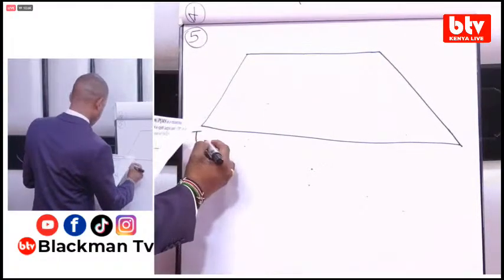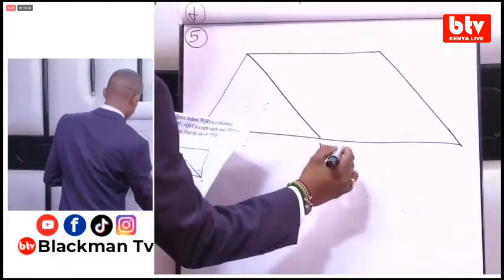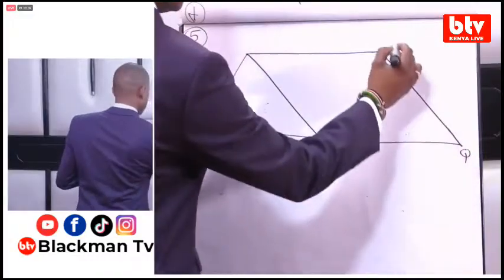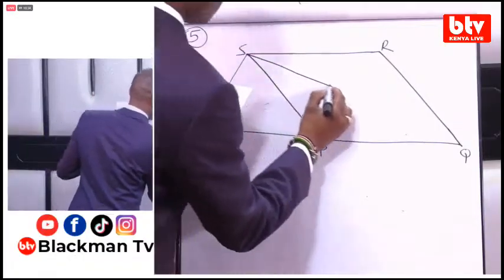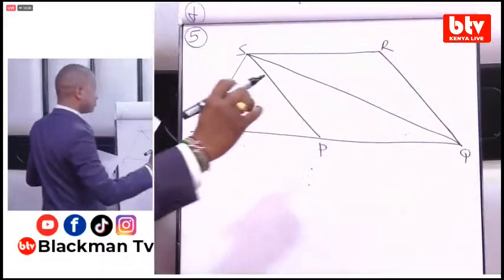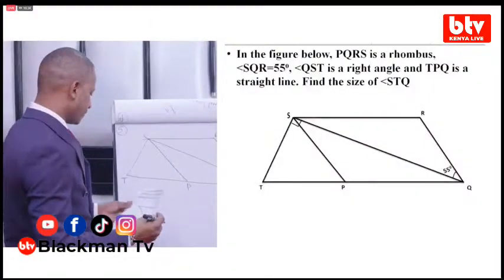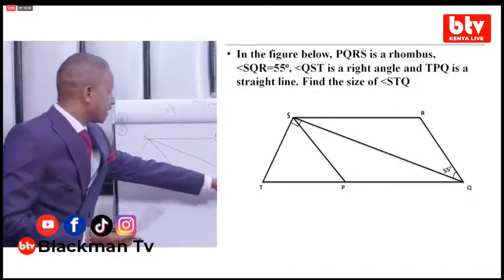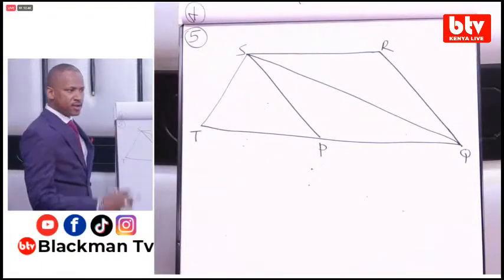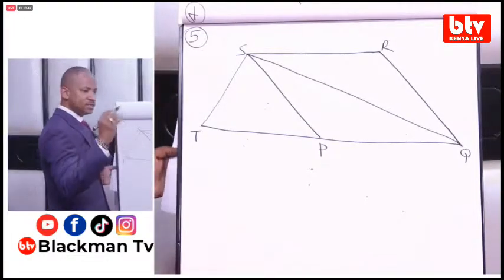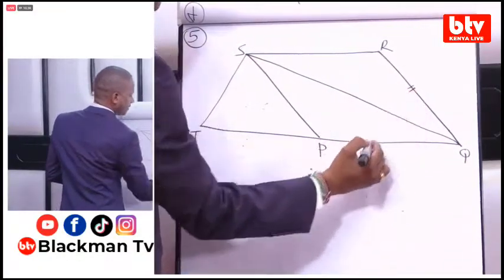So we have T, P, Q, R, S. My drawing might not be accurate, but listen to what I'm explaining. In the figure below, PQRS is a rhombus. Up to that point, what do you know about a rhombus? A rhombus has all the sides equal: SP, PQ, QR, all sides are equal.